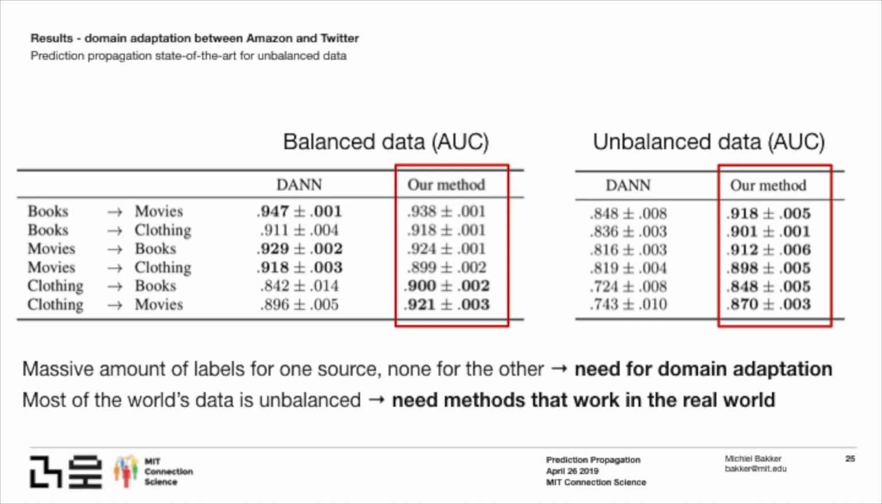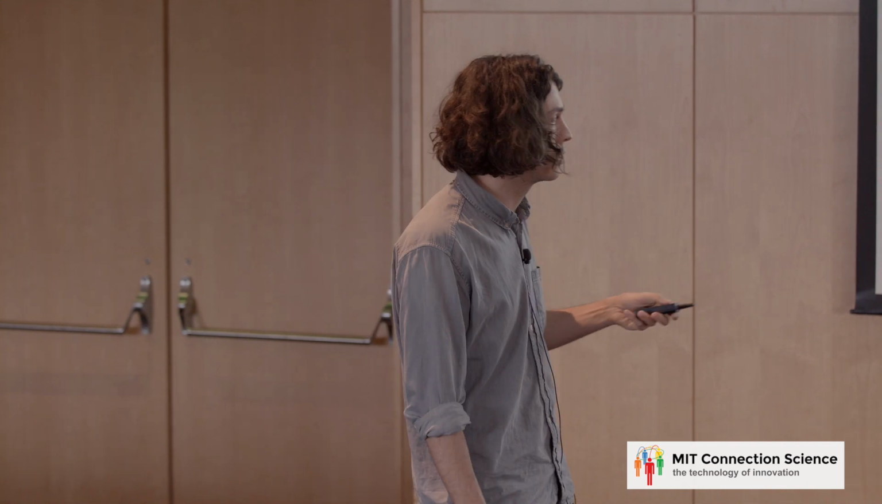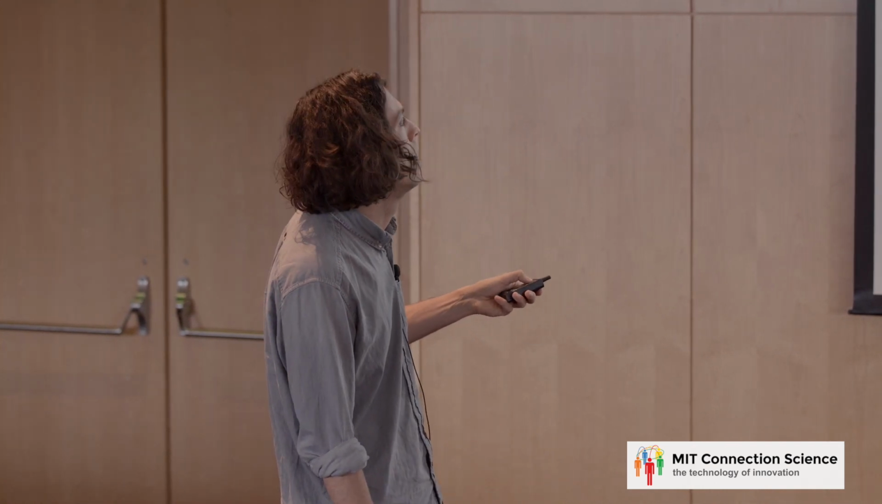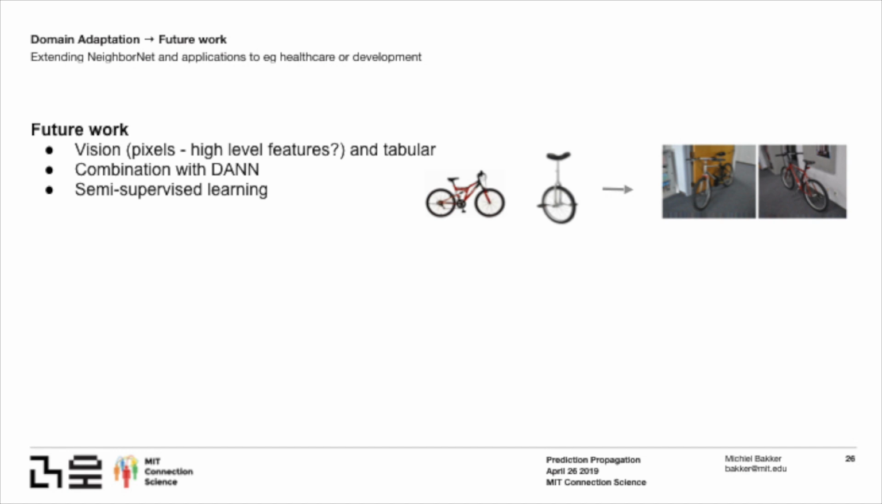So we know that there's a need for domain adaptation because there are some domains where we have massive amounts of labeled data, while other domains where we have no labeled data. We know that we need methods that work in the real world. So that's why we believe that our network and our method is a really strong contribution. But there is obviously still some future work.